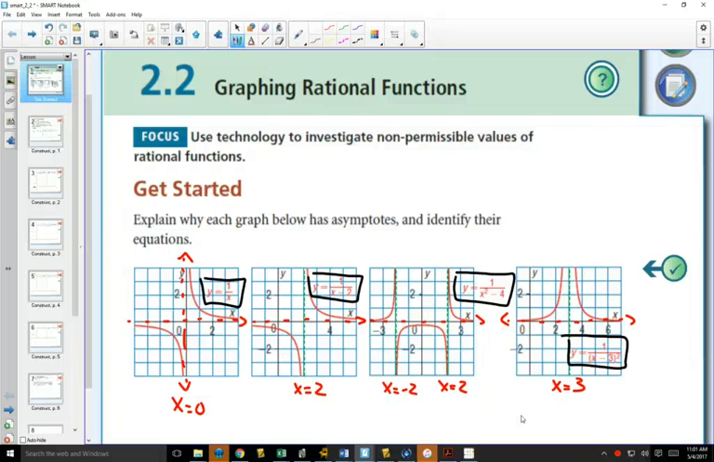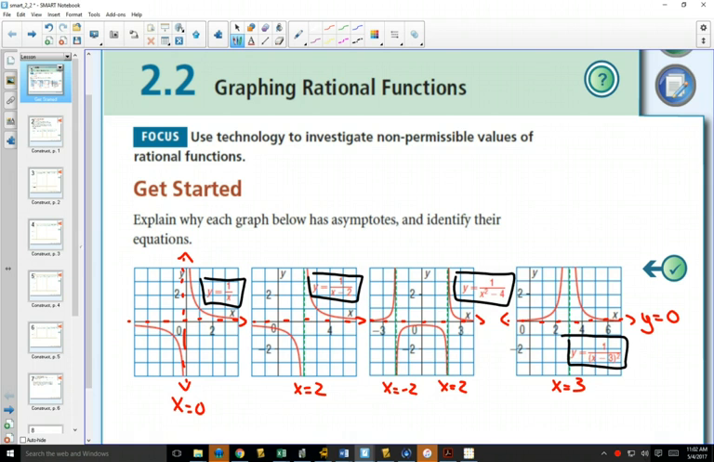So looking at each of those vertical asymptotes, how can we tell from the equation where they are? In each of them, if you plugged in these values, what would happen? You'd divide by 0. And so each of those vertical asymptotes happens at a place where we have a non-permissible value. So that's the first thing that we looked at.